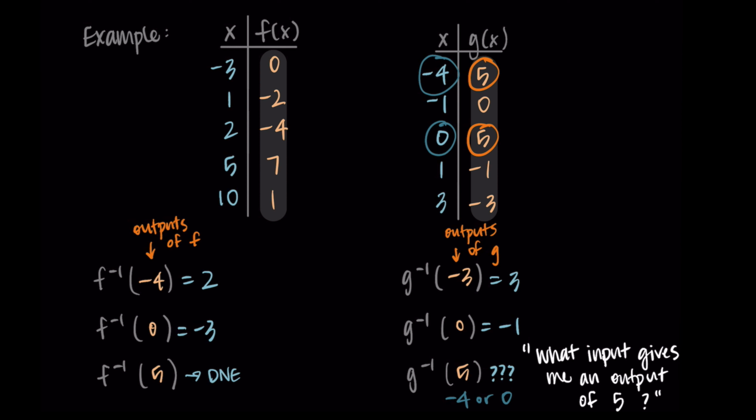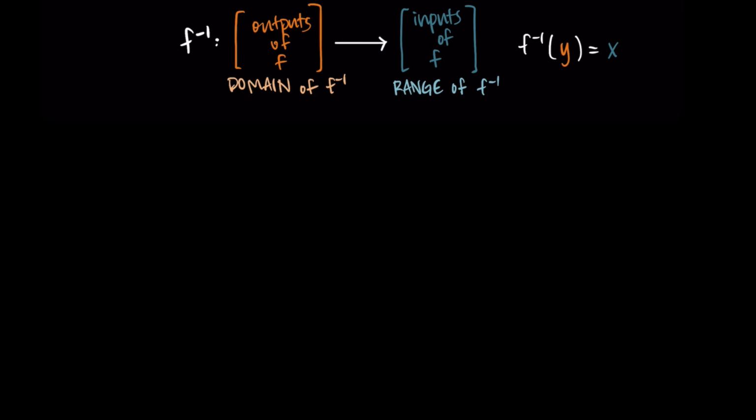So what this is telling me is that g inverse isn't actually a function, because I gave g inverse a value, I gave it 5, and we didn't know which output to provide. So this is going to be something we want to fix. Just like we want every input to have exactly one output of a function, we want this to also work for the inverse.